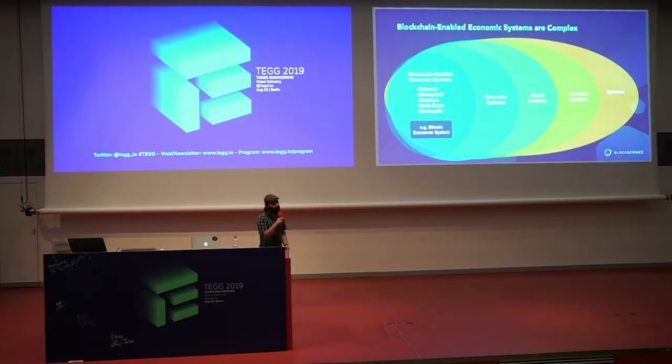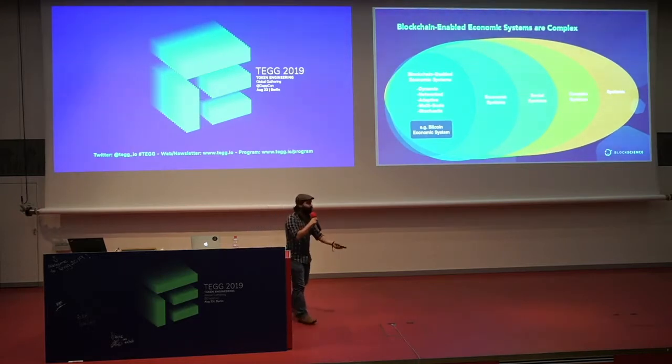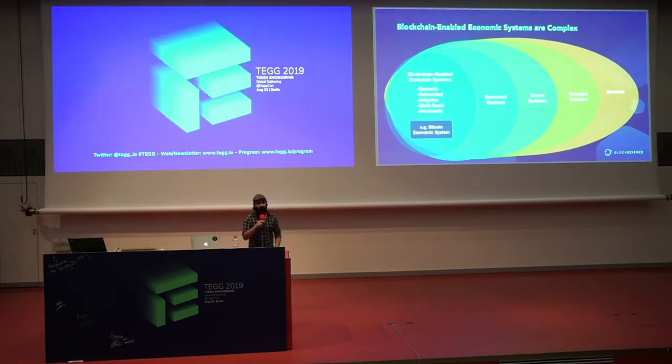We're moving into complex systems because these things are greater than the sum of their parts, and in fact social systems are complex, economic systems are a subset of social systems, and now we're talking about these blockchain enabled economic systems, which when modeled formally tend to be dynamic, networked, adaptive, multi-scale systems. And with this understanding, we can think about what kinds of tools and methods and approaches might apply.